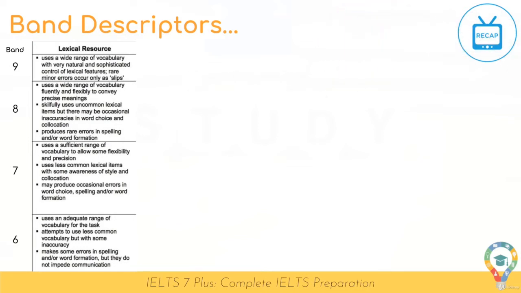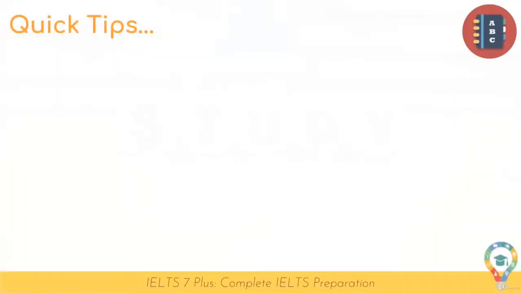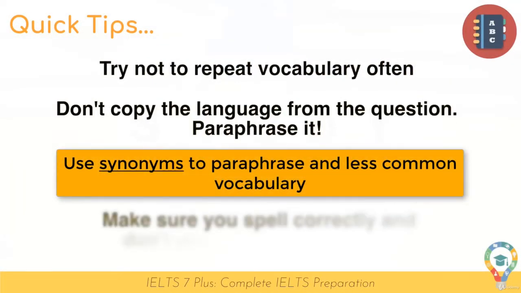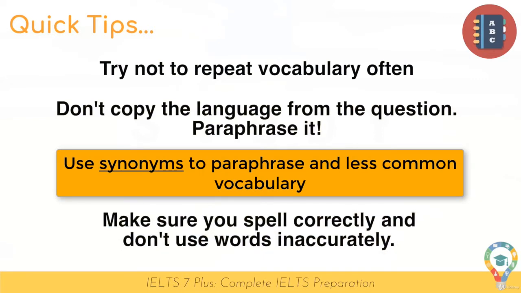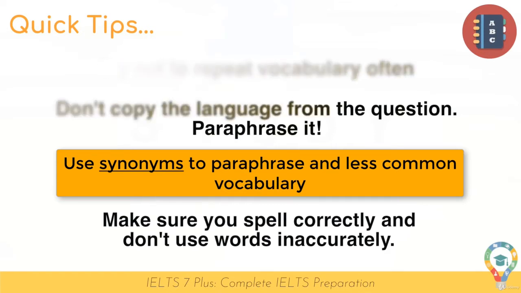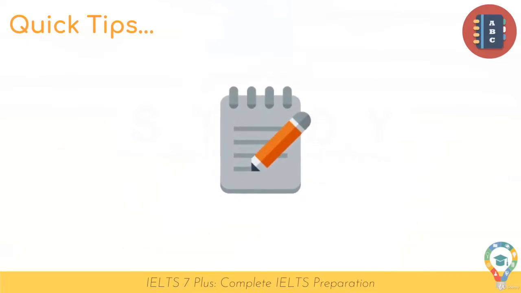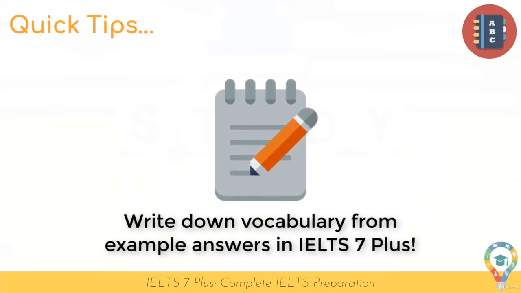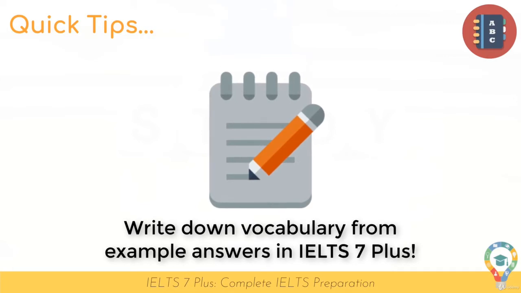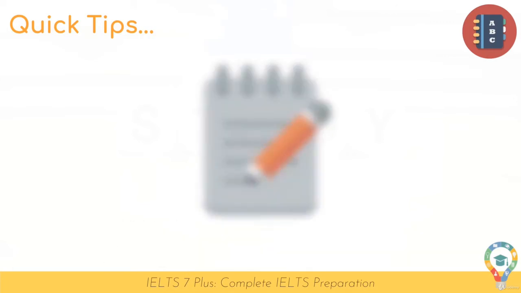Here are some quick tips to follow to score highly in lexical resource. My first top tip is to try and not repeat your language too often. Also, don't copy the language from the question. Use synonyms to paraphrase. Next, I would suggest trying to use some less common vocabulary. And finally, make sure you're using your vocabulary accurately and you're spelling it correctly. Also, I would suggest writing down and taking notes of any vocabulary in this lesson that you think you will find useful. Let's get on with the lesson.